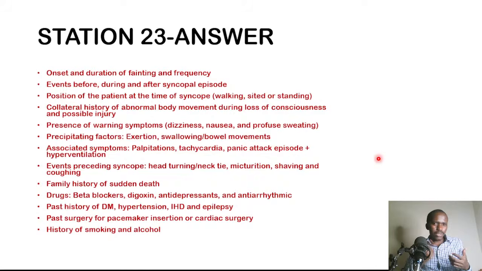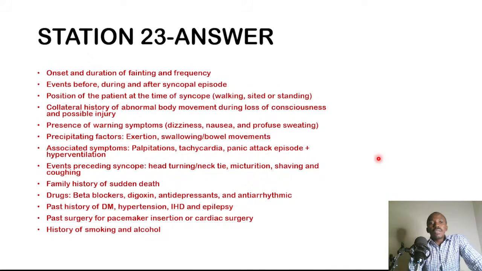especially if they have a special type of syncope, which is known as a vasovagal syncope, where, for example, someone is just in the toilet, they're pooping, and all of a sudden they faint. Or someone is in the toilet, they're urinating, all of a sudden they faint. The position in which the patient was when they fainted: it's very rare that patients faint when they're lying down. Most of the time they were walking, or seated, or standing.